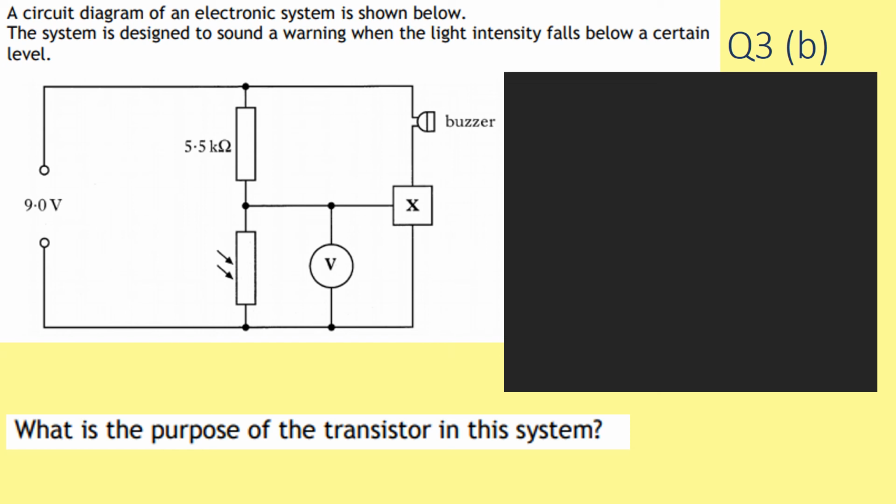What is the purpose of the transistor in the system? The transistor acts as an electronic switch. That is, when the transistor gets to a certain potential, it will turn on and allow current to flow to the buzzer.